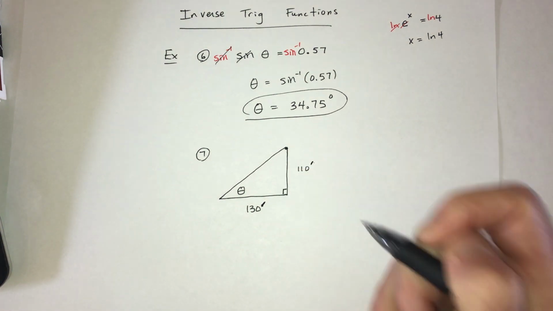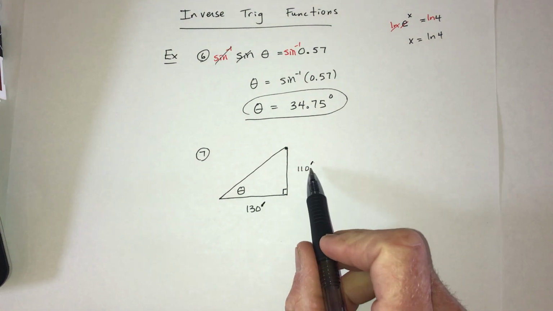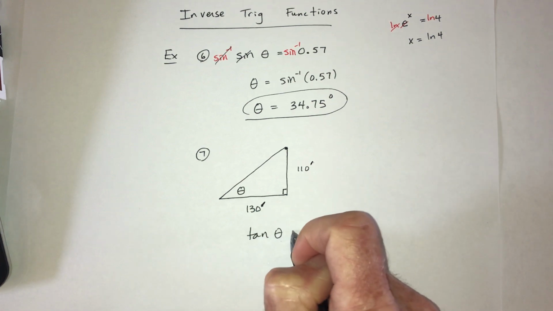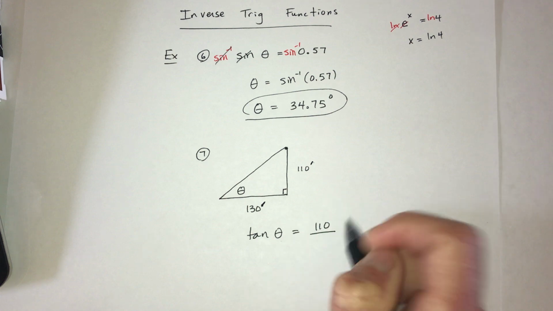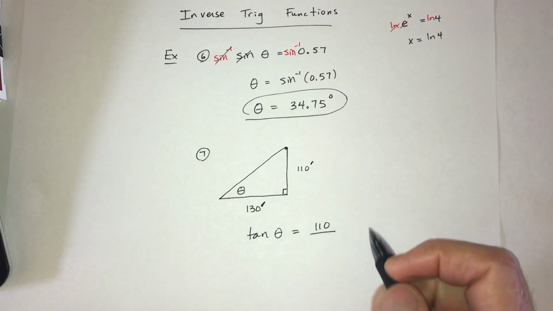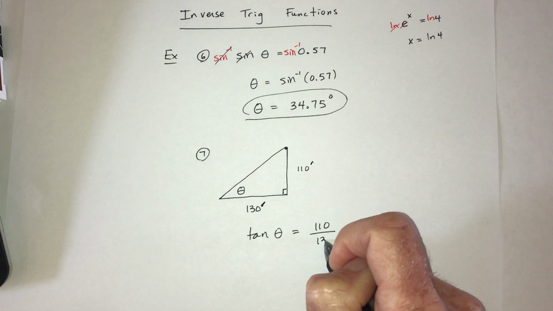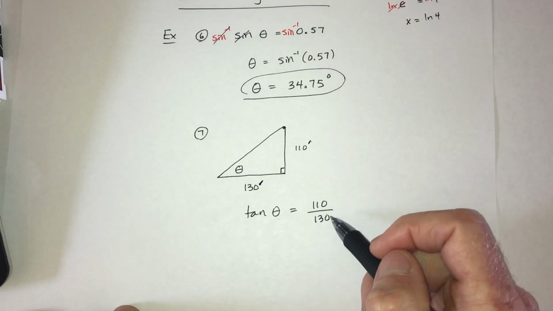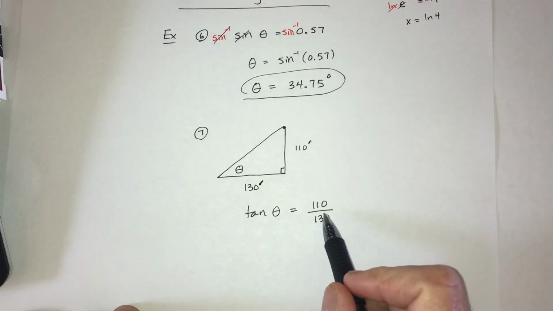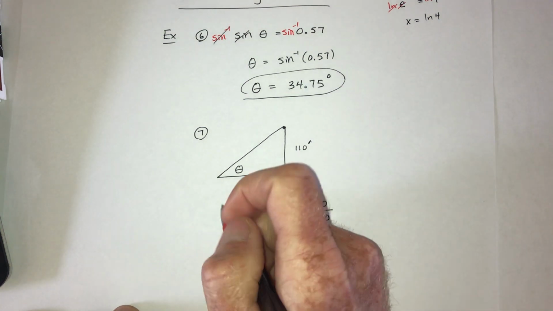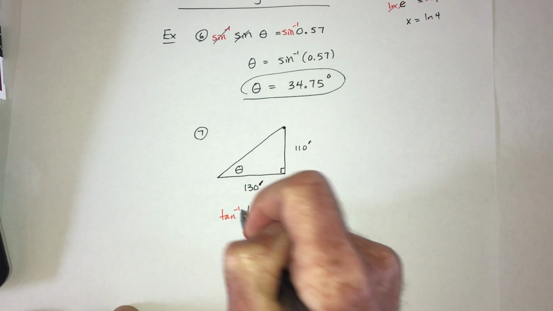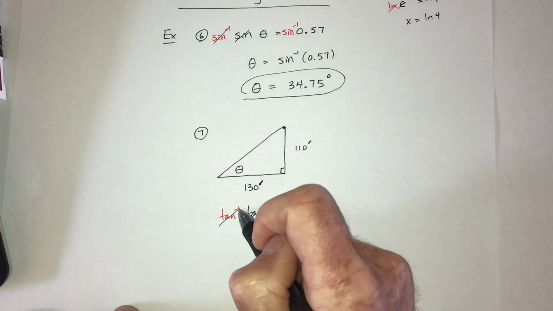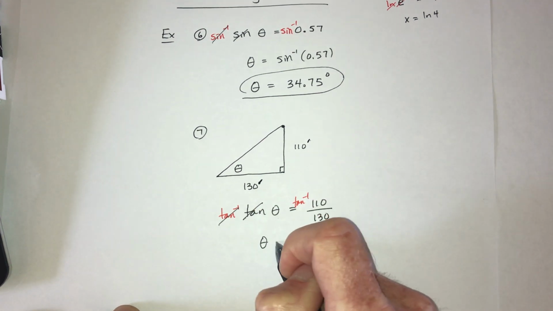So since this is a right triangle, then we could use opposite over adjacent. So that means tangent. So tangent is opposite over adjacent. So 110 over 130. And I would usually say reduce your fractions, but we're just going to type it in the calculator, so you could leave it like that. Then take tangent inverse of both sides. These will cancel, leaving just theta on the left side.